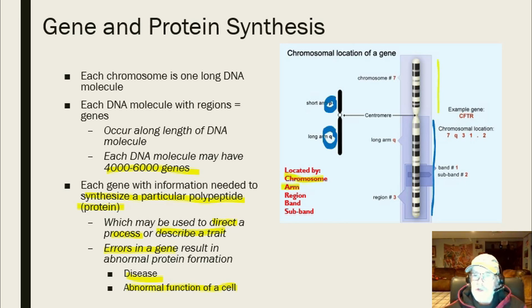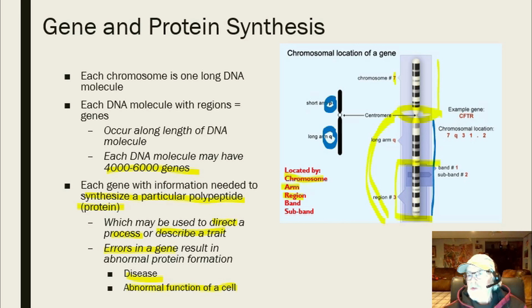So, which arm. Then they divided the arms into what are called regions. So here's my long arm. This is chromosome 7, the long arm of chromosome 7. Here would be the centromere, right in here. This is the long arm, the longer of the two. Then they divide it into regions. They put the region in right here. So this is region 3.